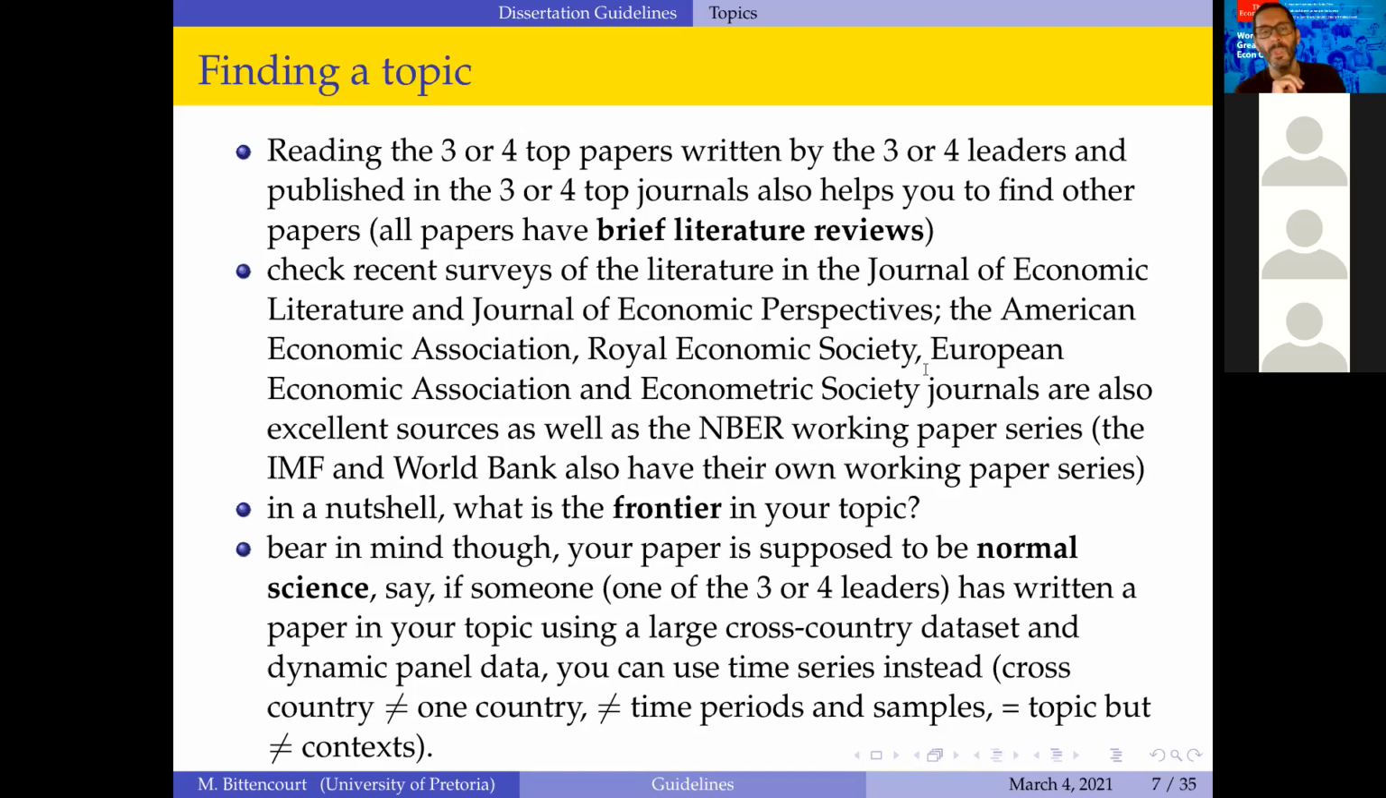Also, folks, the NBER stands for National Bureau of Economic Research. It's a bureau of economic research in the United States. They also have their working paper series. It is the best working paper series in the whole world. The IMF and the World Bank also have their own working paper series. Usually, those are good papers, which will end up being published in top journals in our profession.